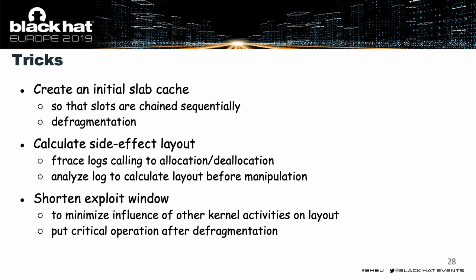The third trick is how to shorten the exploit window to minimize the interference of other kernel activities on layout. As I mentioned, the kernel is a multitask system. Other user space processes, kernel threads, and hardware interrupts can trigger SLAB activities. While we cannot control them, we can minimize their interference on layout by shortening the exploit window. The trick is to put critical operations after defragmentation so that we can finish adjustment as soon as possible.